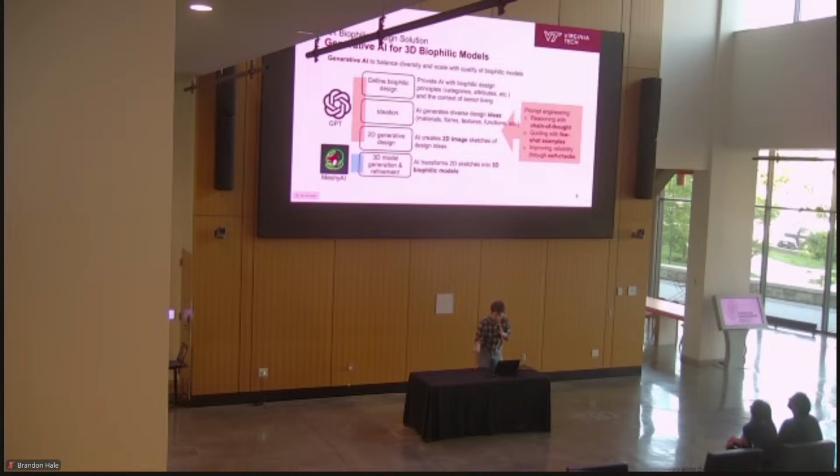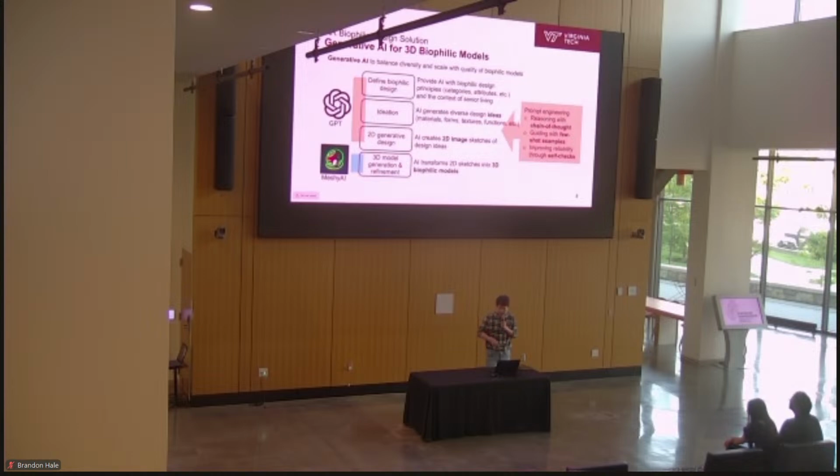So first, we create an AI agent that understands biophilic design and senior living. We provide the AI with biophilic design principles, including the categories and attributes, and then in the ideation stage, the AI is prompted to generate diverse design ideas, including materials, forms, textures, functions, etc., to describe the biophilic design.